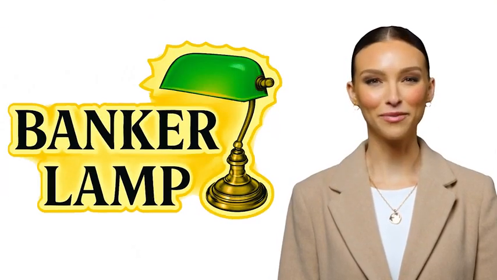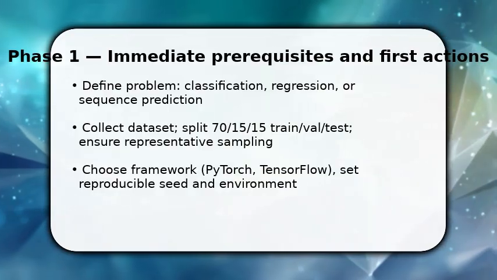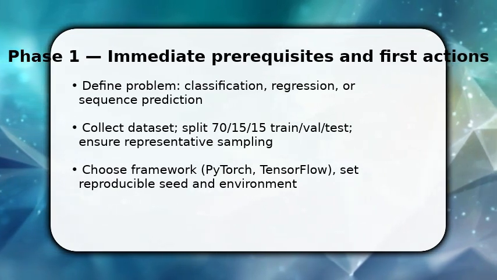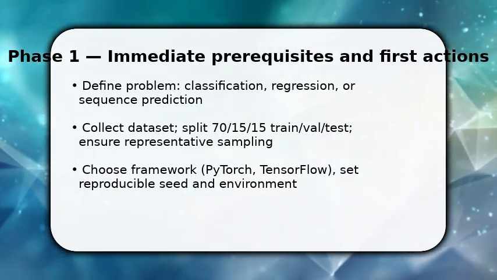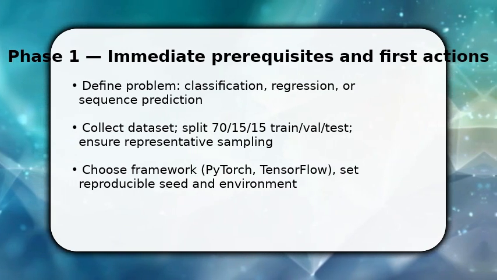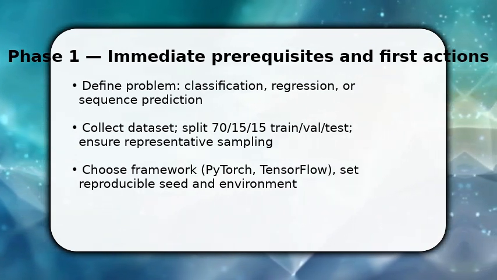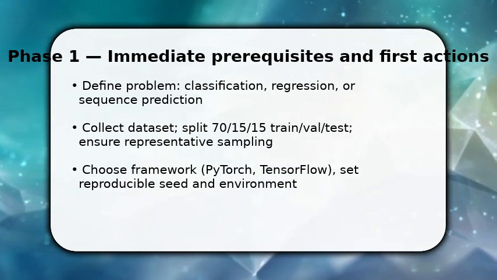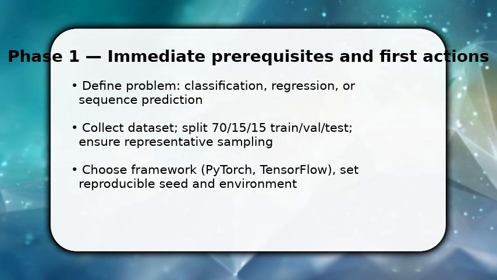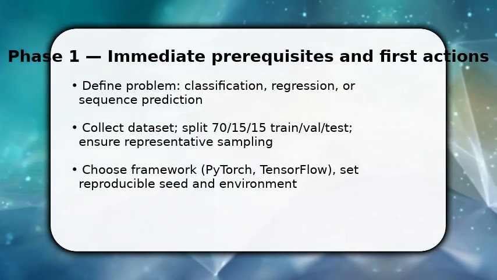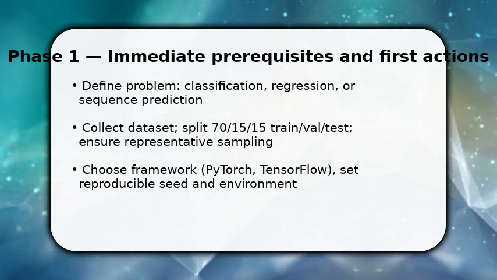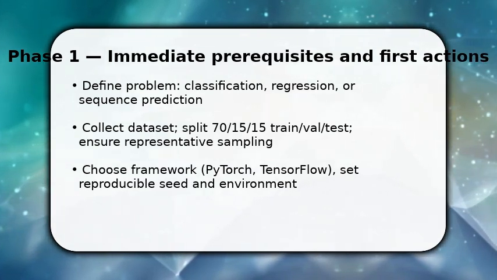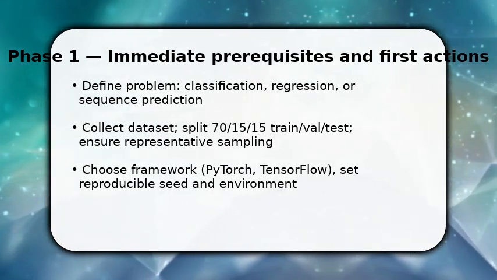Please enjoy the video. You start by clarifying the objective and constraints, why this model matters and what success looks like. Next, assemble data and immediately split it 70/15/15 so you avoid leakage. This prevents optimistic bias. Once done, pick your framework, PyTorch or TensorFlow, and set a reproducible seed, GPU targets, and dependency versions. This gets you into model design quickly.